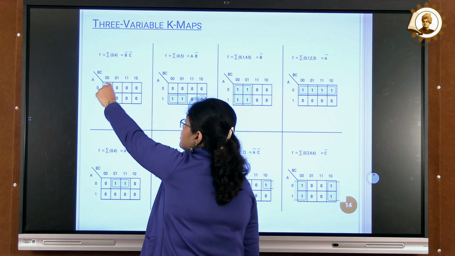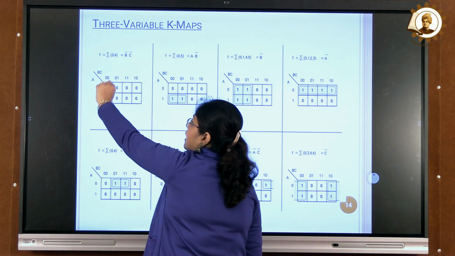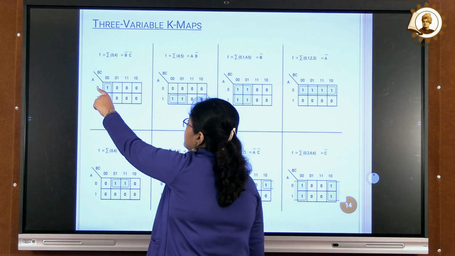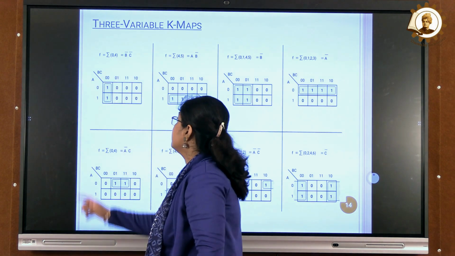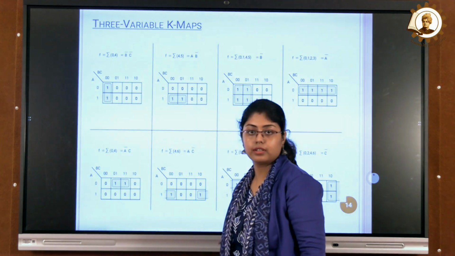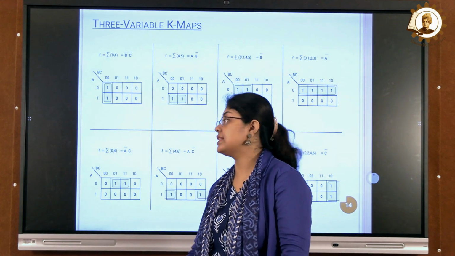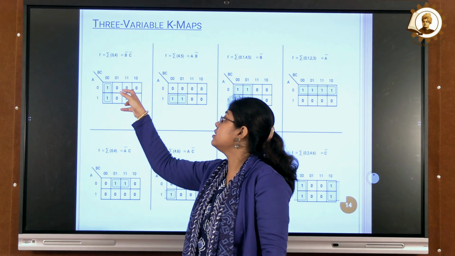So for 000 it is M0. M0 is present here, so I am writing 1. Next 001, so it is M1. Is M1 present or not? No, so we put a 0 here. If it is present, we put 1; if it is not present, we put 0. Is M2 present? No, 0.